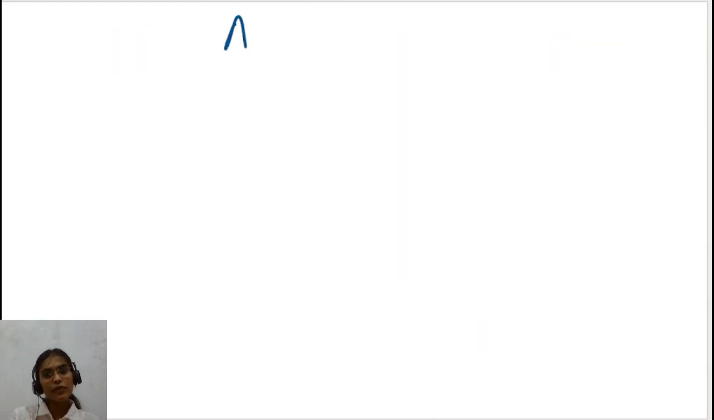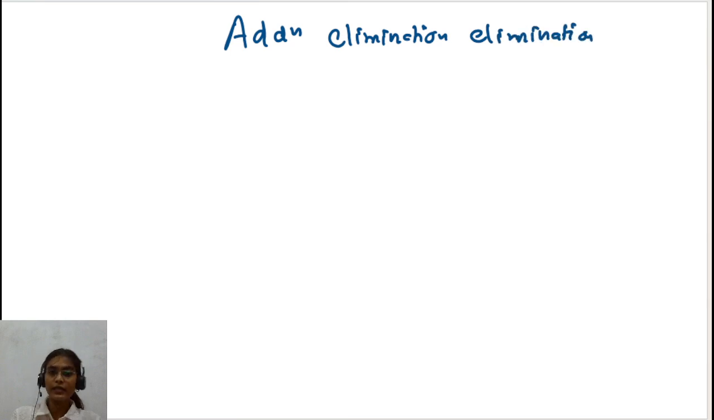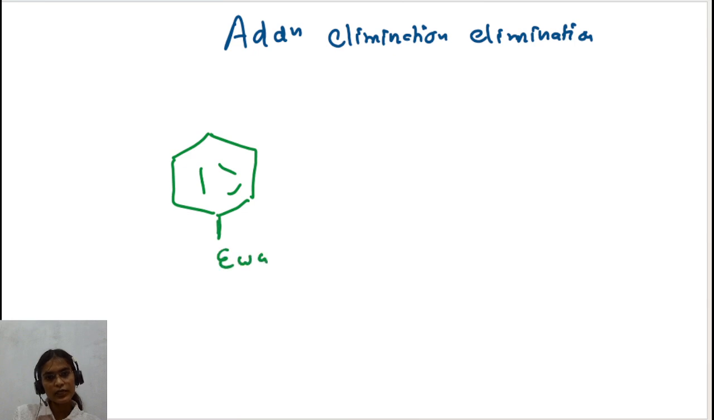This is one of the famous addition-elimination mechanisms. It means first something is added, yes, then eliminated, yes. So for example, let's say this is my benzene, and there is some electron withdrawing group connected.